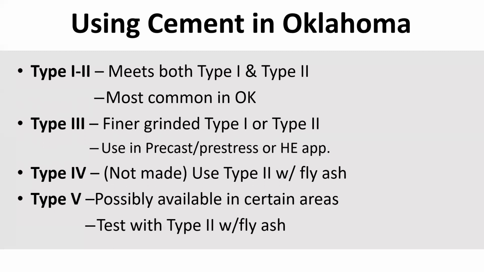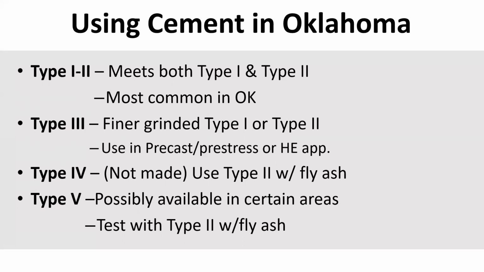Again, type 4, it's just not made. Use a type 2 with fly ash. And then a type 5, it is possible to maybe get it. I think Ash Grove Cement up in Chanute has made a type 5 cement in the last 5 years. Bootsy Cement over in Maryville, Texas, which is kind of by Sweetwater, has made a type 5, but they redid their plant, and I think their oil well cement technically meets a type 5.